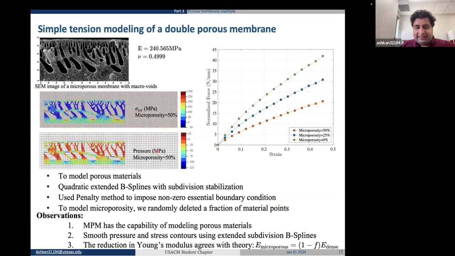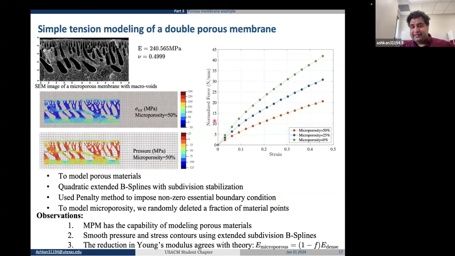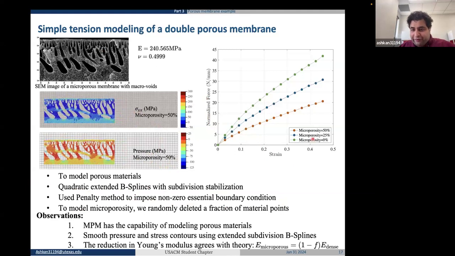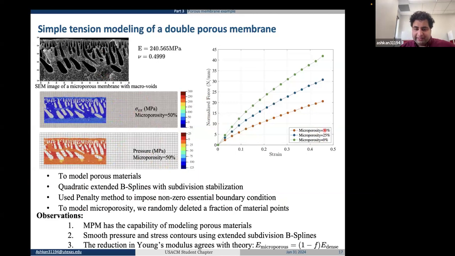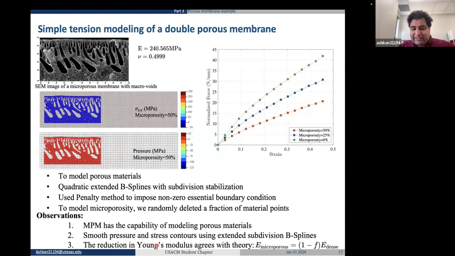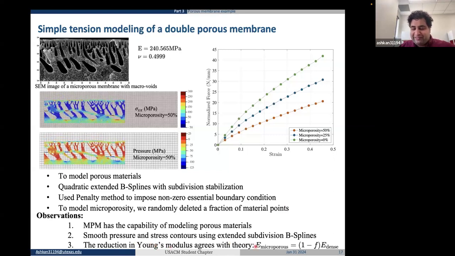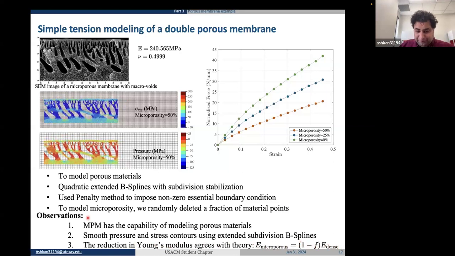This is the XX stress and pressure for microporosity of 50%, and these are the average stress strain curve for three different microporosities. I mean the porosity of this part. When we don't have any porosity, 25% and 50%. And the results here are in good agreement with the continuum theory, which says that the Young modulus of microporous should be 1 minus f, the Young modulus of the dense.